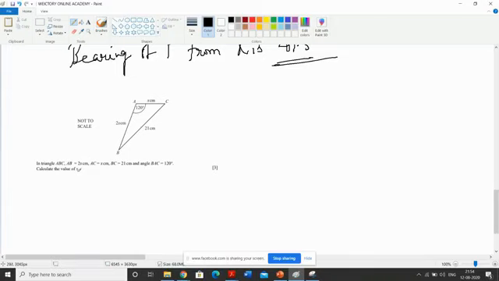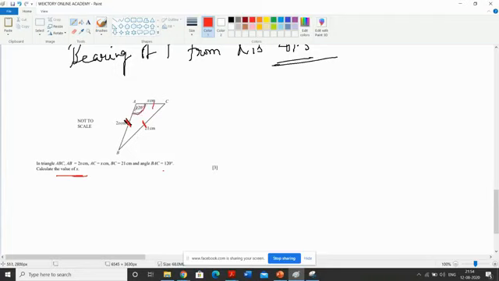So in the triangle ABC, AB is 2x. AC is x. BC is 21. Angle BAC is 120 degrees. We need to find the value of x. So what is given here? The three sides are given and one angle is given.